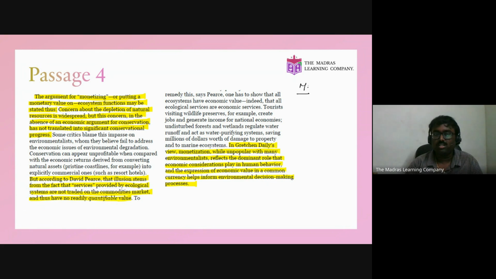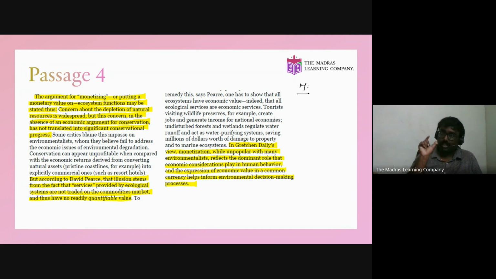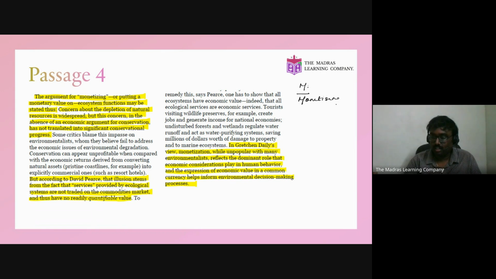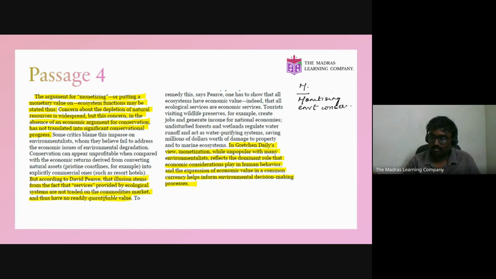Same thing, more or less. Yeah, but it's more like a question. But what is the main idea? What is this passage talking about? That can't be a question. Monetizing the conservation. Correct. No, ecosystem conservation, environmental conservation. Raj, do you agree?